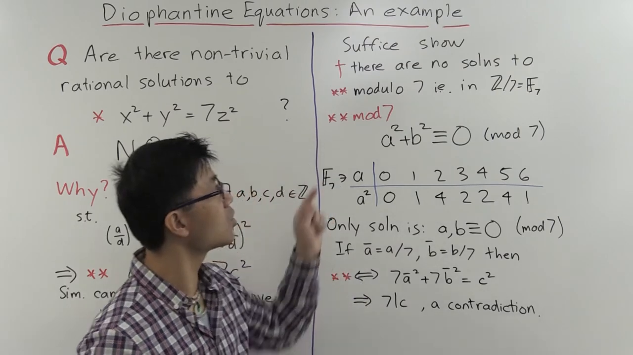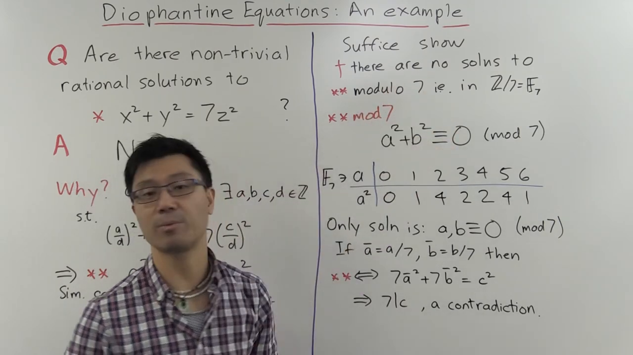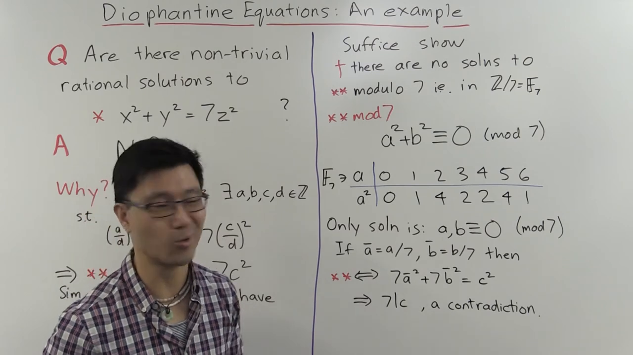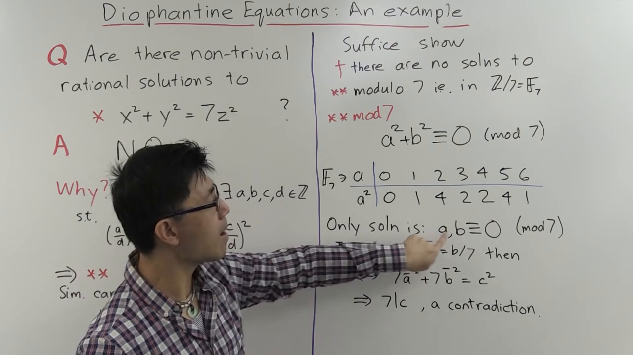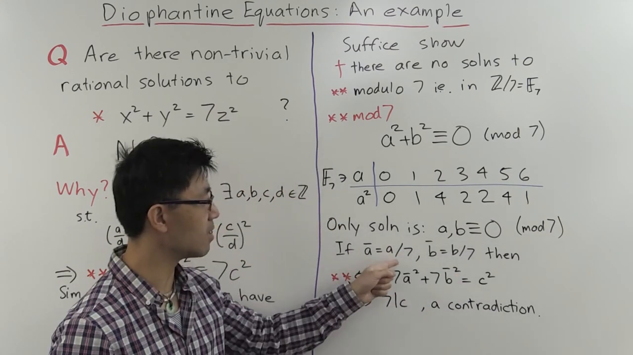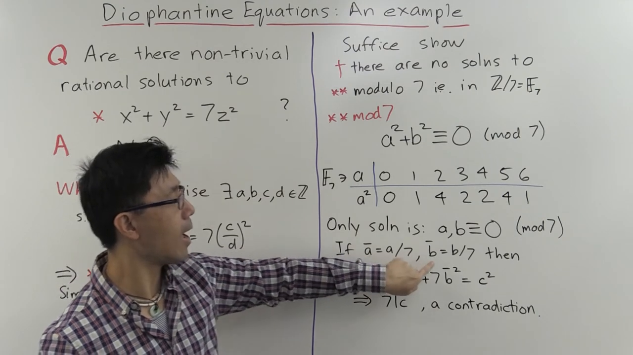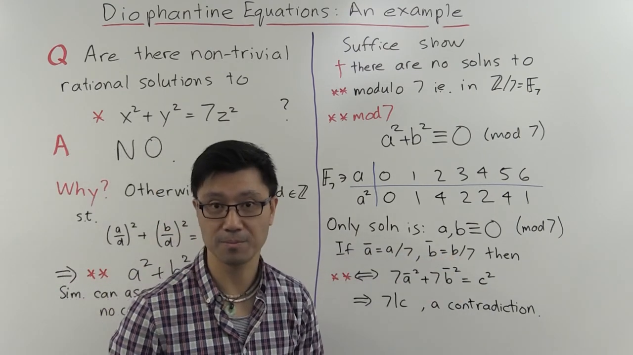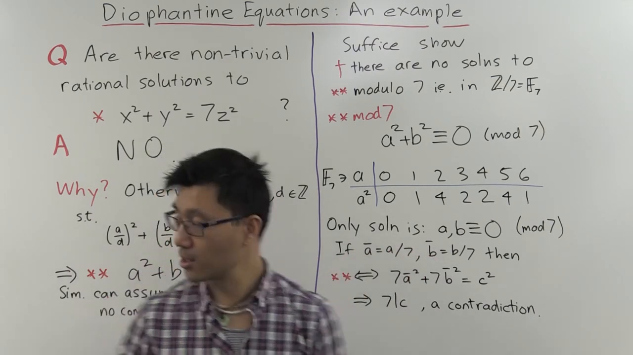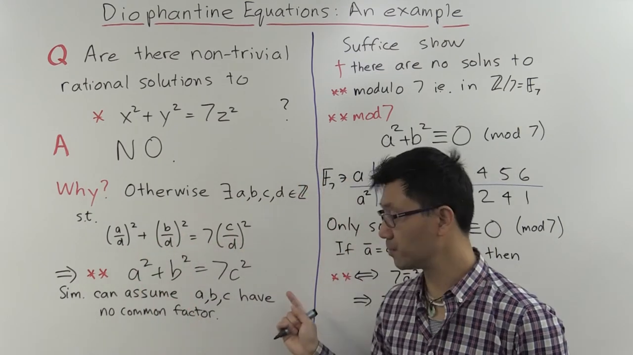Okay, so when we try to solve this modulo 7, we do get solutions. But we can say something about those solutions, and that's going to be the key to tell us how to solve this Diophantine equation. So a and b are congruent to 0 modulo 7, so they're multiples of 7, and we can divide them by 7. So we can let a bar equal a divided by 7, this integer here, and b bar equal b divided by 7. And then we can put these new variables back into this equation and rewrite it.